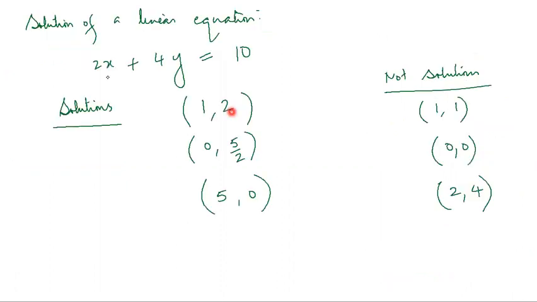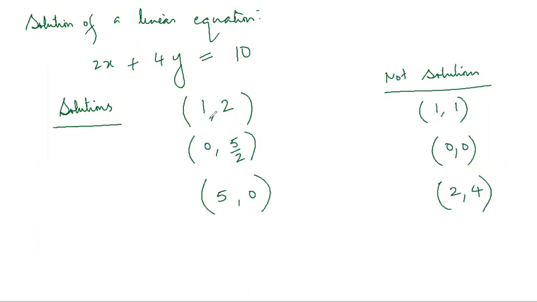Let's say I'm having a linear equation 2x plus 4y is equal to 10. Why is it linear? Because its degree is 1. When I represent this equation on a graph, it will be a straight line. That's why it's known as a linear equation. Now you see, (1, 2) is a solution of this equation. You might ask me why.